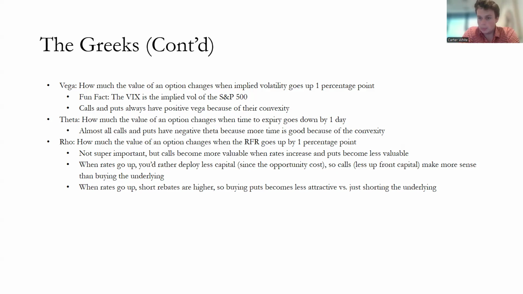When you short something and put up cash collateral, the broker will rebate you the interest earned on your collateral, and that interest will be higher in a higher rate environment. So shorts actually become more attractive in a higher rate environment, making puts less attractive because of that rebate. So when rates go up, good for calls, bad for puts, but probably not that meaningful unless rates change a ton.